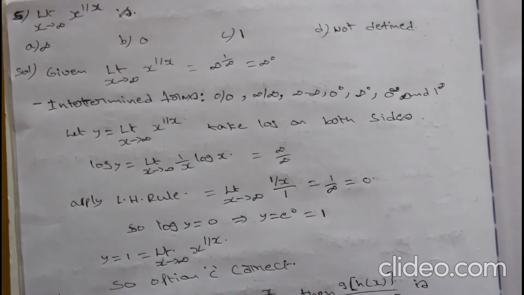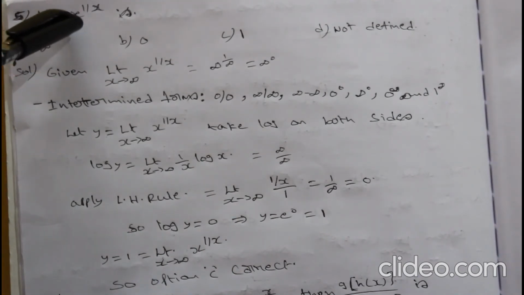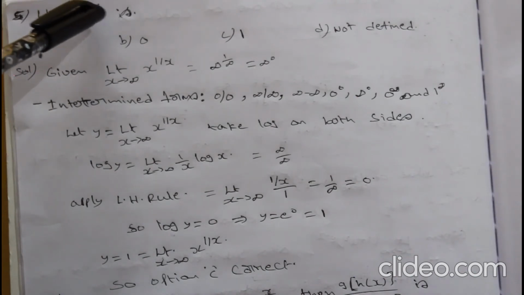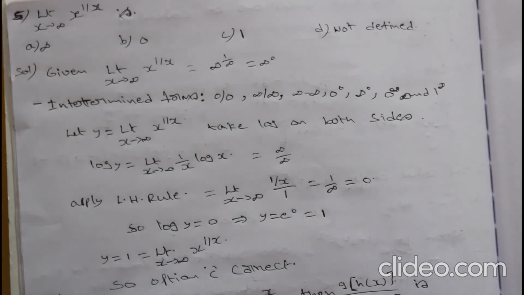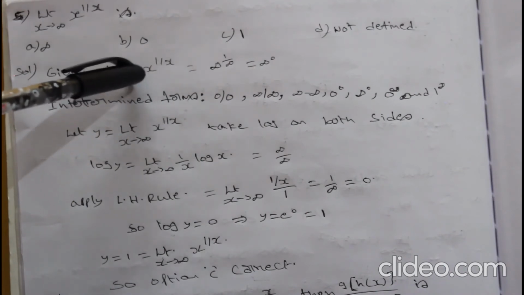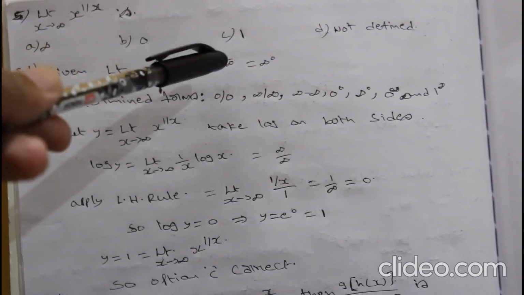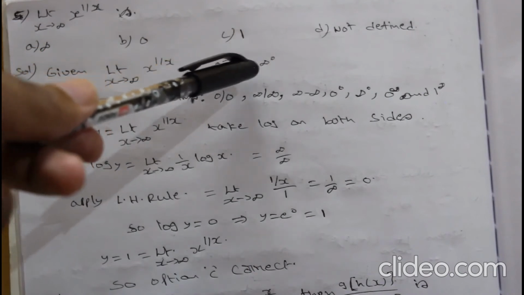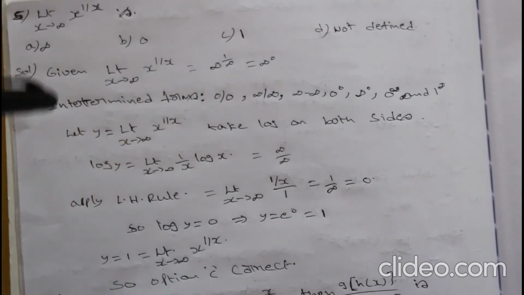Now look at question number 5. Limit x tends to infinity, x power 1 by x. Now substitute x tends to infinity in the given function: infinity power 1 by infinity, that is infinity power 0, since 1 by infinity is nothing but 0, so it is an indeterminate form.